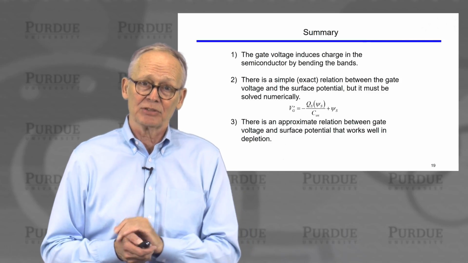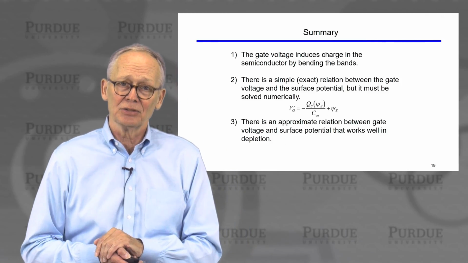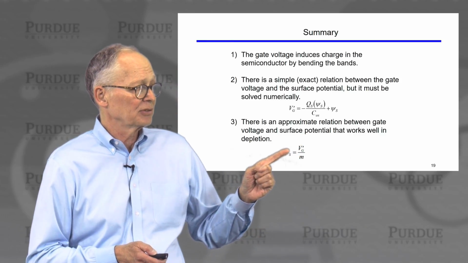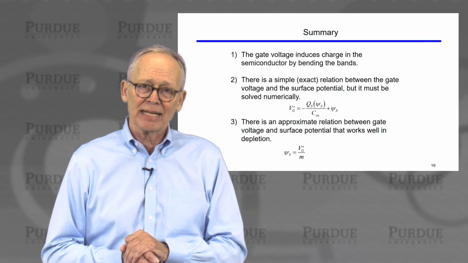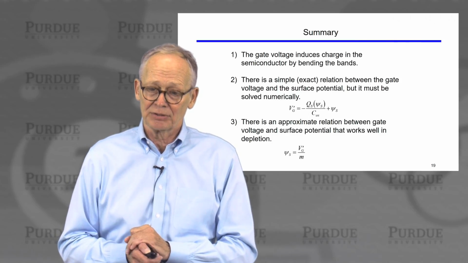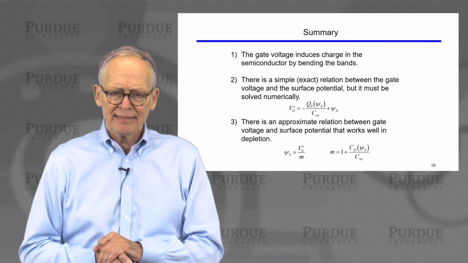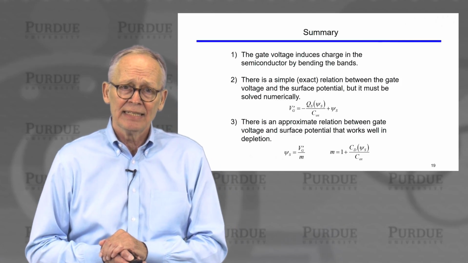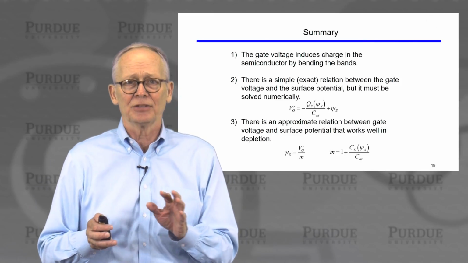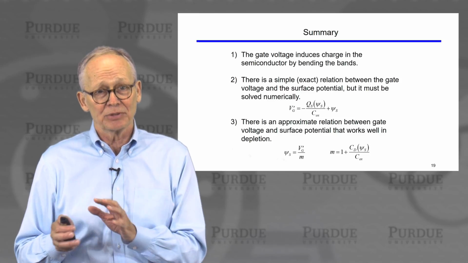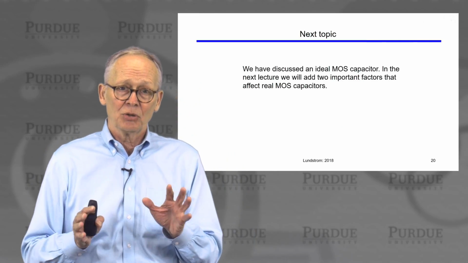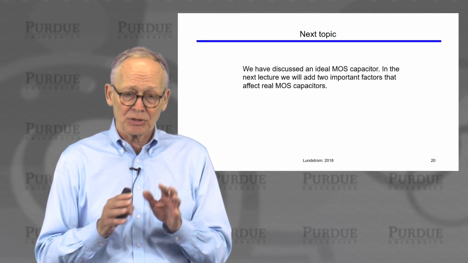There is an approximate solution, which is more convenient to use in practice often, where we simply relate the surface potential to the gate voltage divided by a numerical factor that's a little bit bigger than 1. And that term is just 1 plus the ratio of 2 capacitors. This is a very easy to use expression that we will make frequent use of in the remainder of the course. Okay, so we have related gate voltage to surface potential.